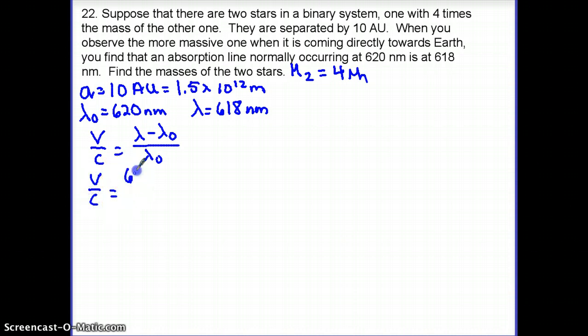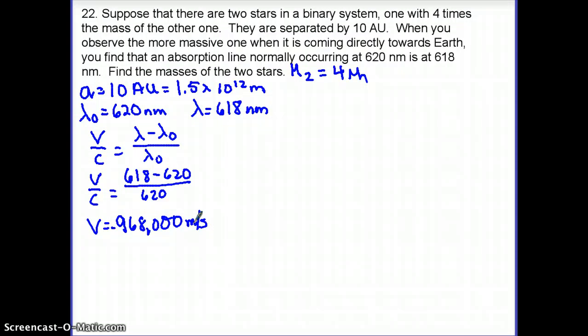Okay, so I can do 618 minus 620 over 620. And I get a speed of about 968,000. Now this comes out negative because it is coming towards us and it's a blue shift. We don't really need that negative, though, to do the rest of the problem, so I'm going to ignore it from here on out. That just tells me that the star is moving towards us, which is not really relevant to us.